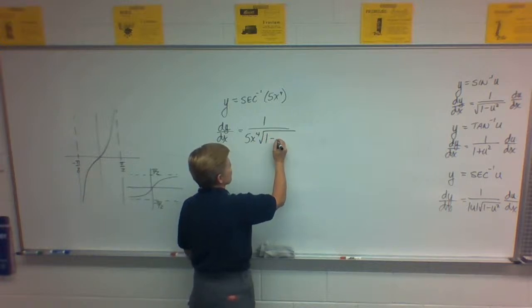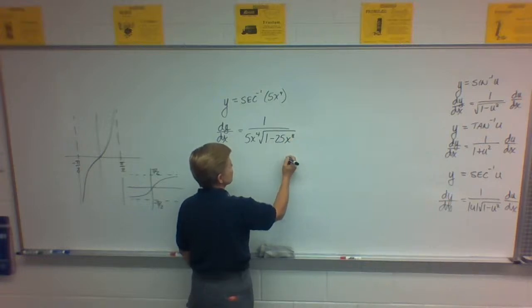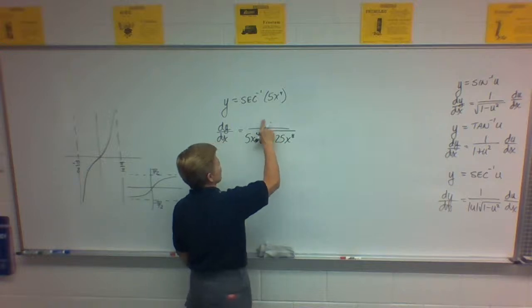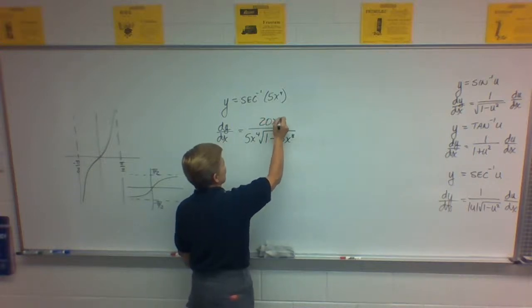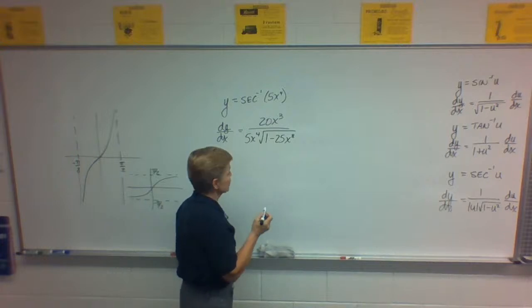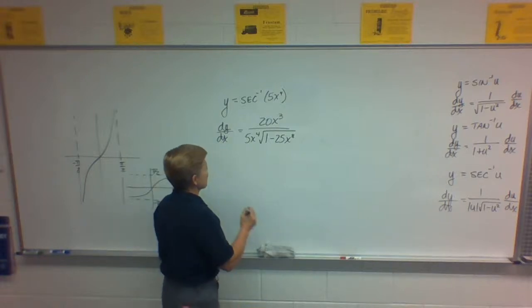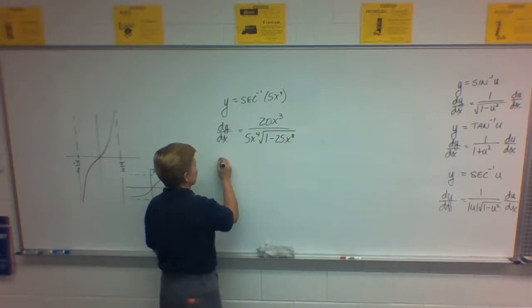the square root of 25x to the 8 minus 1, times 20x to the 3. But we're not done. Where did the 20x to the 3rd come from? Because that's the derivative of 5x to the 4th.